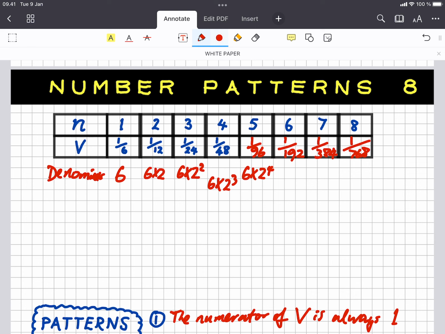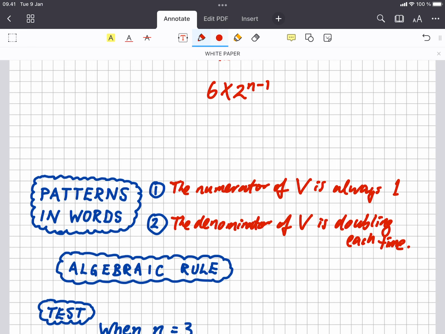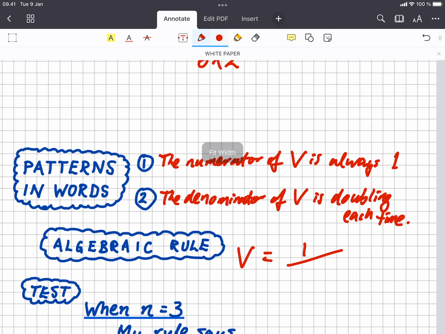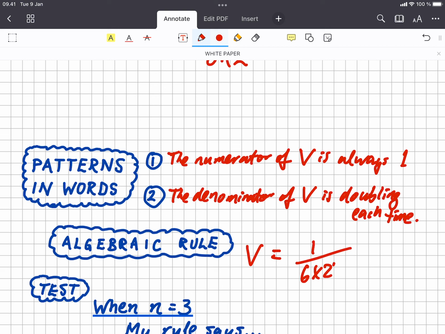So hopefully, having done a few geometric sequences, you can see the pattern here. The 100th one would be 6 times 2 to the power of 99. And generally, the denominator is always 6 times 2 to the power of n minus 1. So that gives us the denominator, but the actual thing we're looking at is 1 over that. So the algebraic rule is V equals 1 over 6 times 2 to the power of n minus 1.